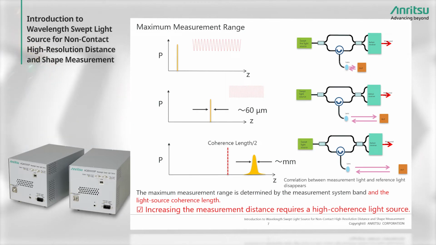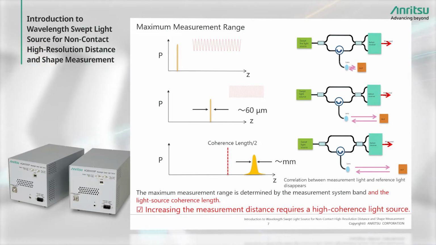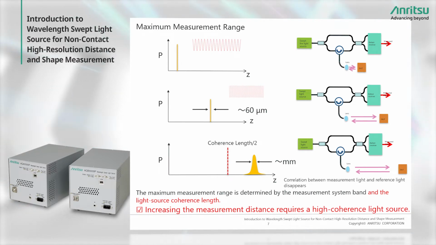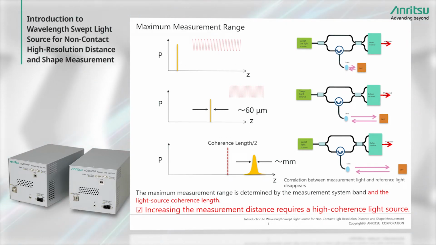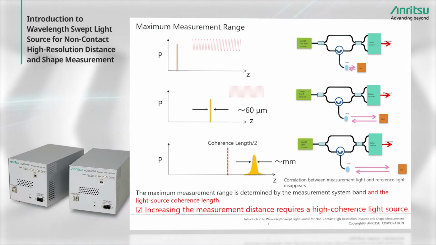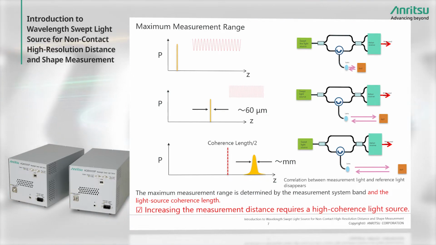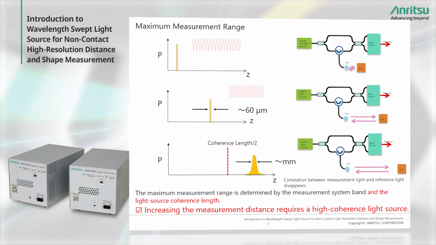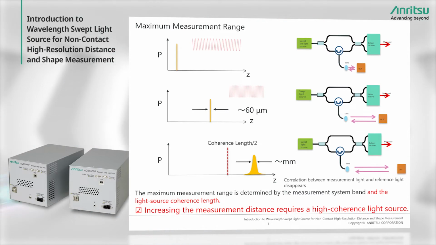Therefore, assuring long distance, or in other words, a wide measurement range, requires both a wideband optical receiver and AD converter, as well as a light source with a long coherence length. In simple terms, long-range measurement using OFDR systems requires a high-coherence light source, which has resulted in Anritsu's development of this light source.